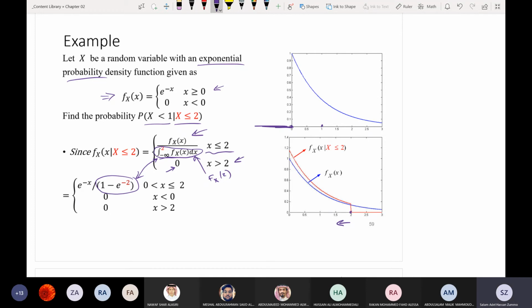And this is only applied for values of x between 0 and 2. Before 0, we know it's already 0. For x less than 0, it's already 0, nothing. So nothing, يعني ما حيجيك هنا شيء, because the original PDF doesn't have anything before 0. And after 2, x larger than 2, it's 0, because given x less than or equal to 2, it cannot be larger than 2.